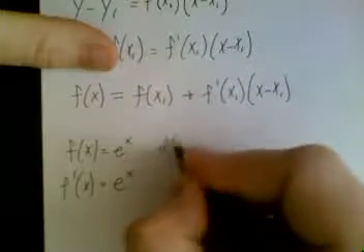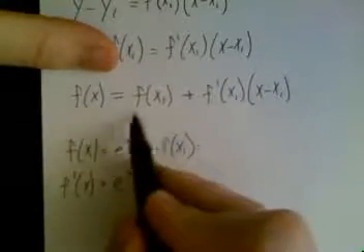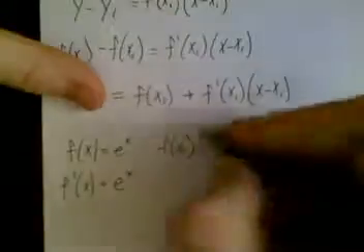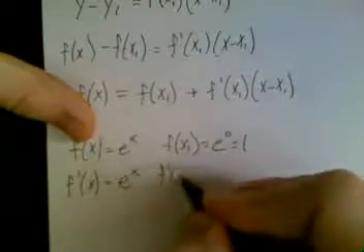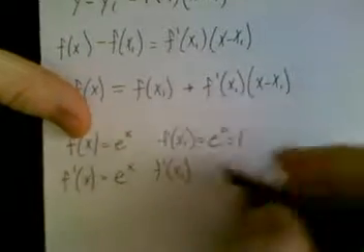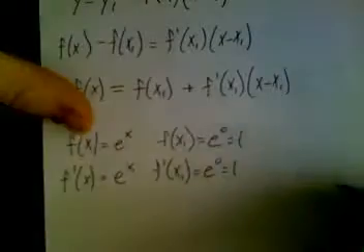What is f of x1? I need f of x1 for this. When I plug in 0, I get e to the 0, which is just 1. What about f prime of x1? I need that for this piece right here. That's again e to the 0, which is also 1.